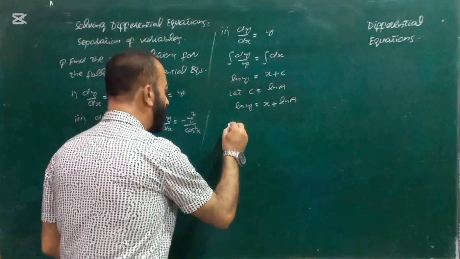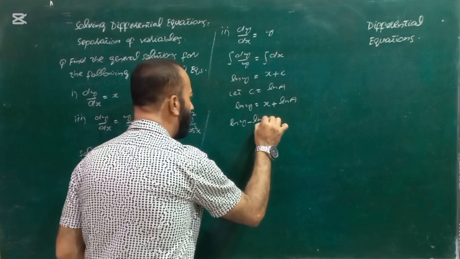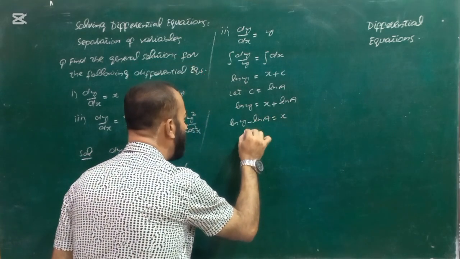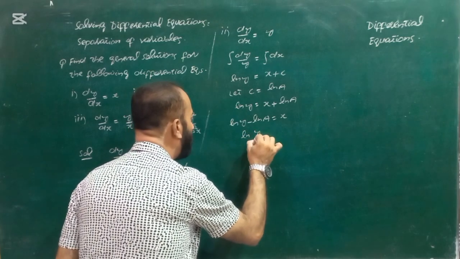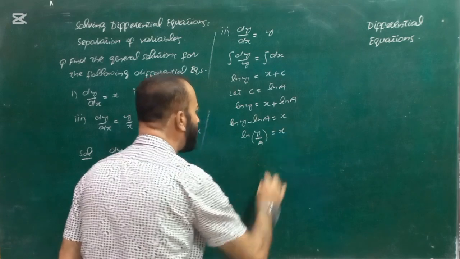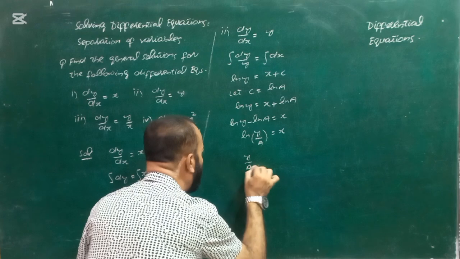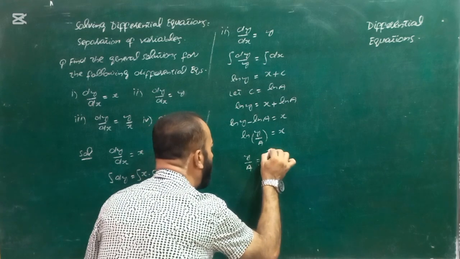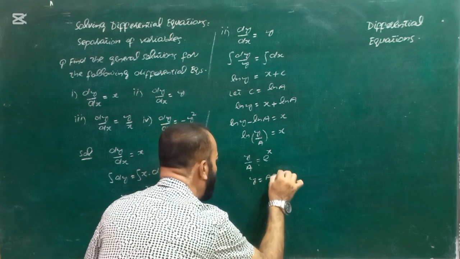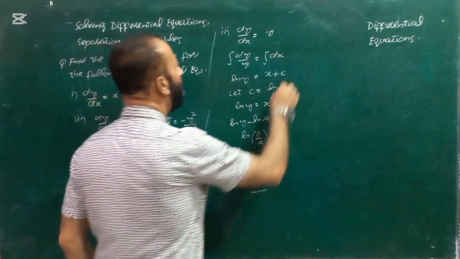So this will come to the left hand side. So natural log of y minus natural log of a will be equal to x. From here you can see natural log of y over a is equal to x. Okay, from this step y over a will be equal to e raised to power x. And from here y will be equal to a e raised to power x. So this is the answer, y in terms of x.